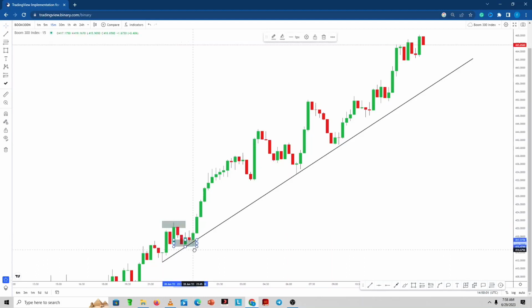It came down here and created a higher low at this point, and it made a high here, and it also came down here again. It created this higher low structure point as well, and it went up right there, broke this previous high and created this new structure high point. And the market continued to do this, guys.